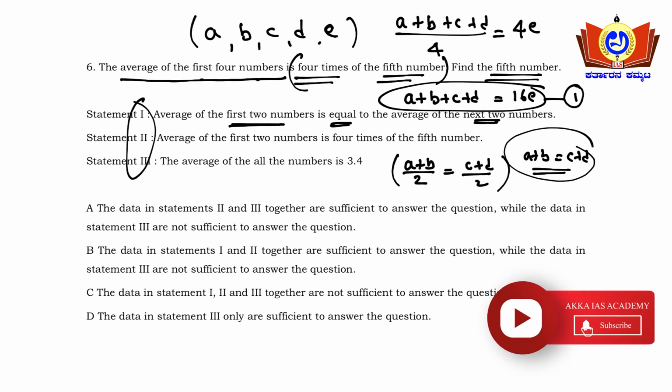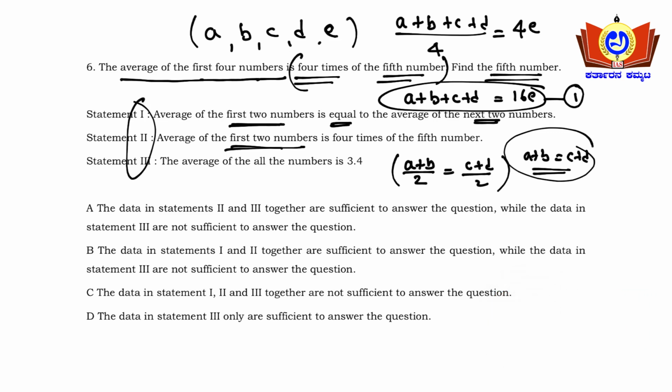Statement 2: the average of first 2 numbers, (A plus B) by 2, is 4 times the fifth number. What is that? E here. So A plus B will be equal to 8E. So this shall be equation 2 here.